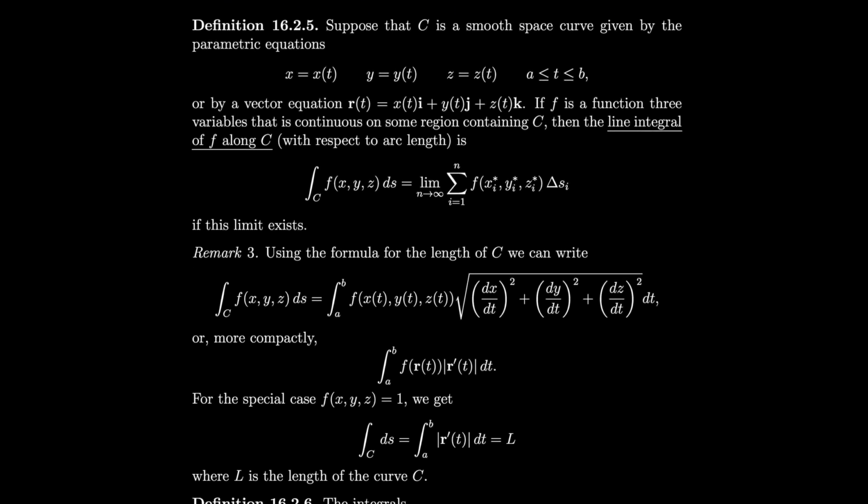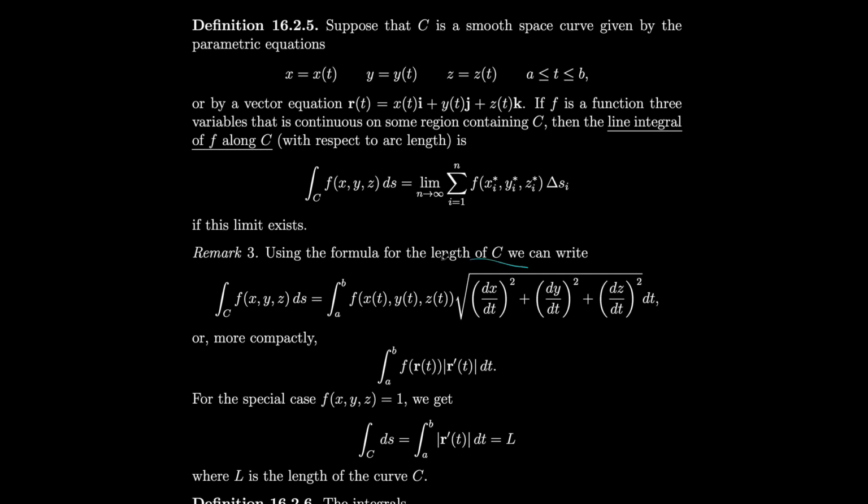Well, as we've seen many times now, there's nothing special about 2 dimensions. We'll just add another variable and define the line integral in 3-dimensional space as the limit of the Riemann sum of f of (xi star, yi star, zi star) delta si, provided the limit exists. And that means that we have almost the same arc length formula. We just add the dz/dt squared with respect to t.